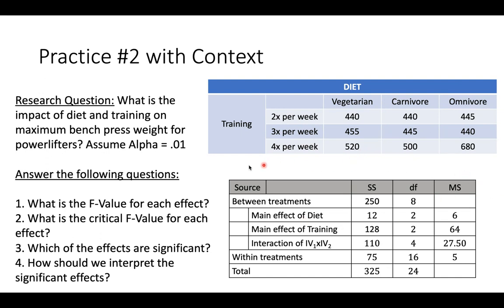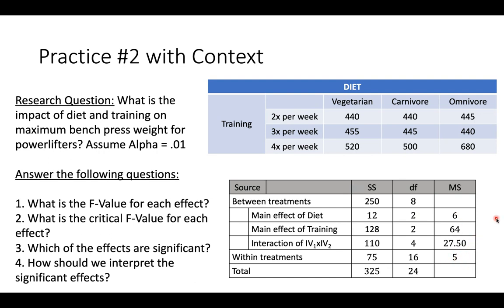And then down here is the ANOVA table with our sources of variability, the main effect of diet versus the main effect of training frequency versus the interaction of diet and training. We have our sums of squares. We can see that we have 2 degrees of freedom of diet because 3 minus 1 is 2. We have 2 degrees of freedom of training because 3 minus 1 is 2. And we have 4 degrees of freedom for the interaction because 2 times 2 is 4. And our mean squared for the effects and our mean squared within.